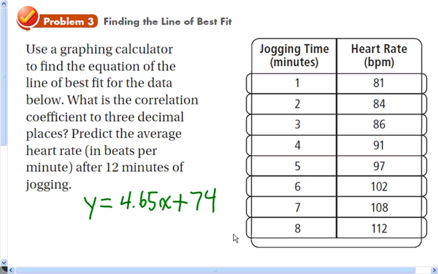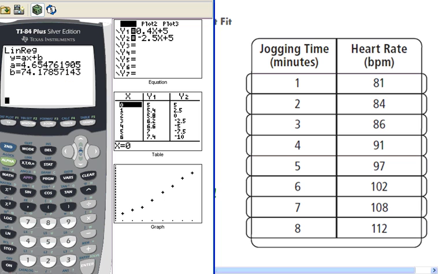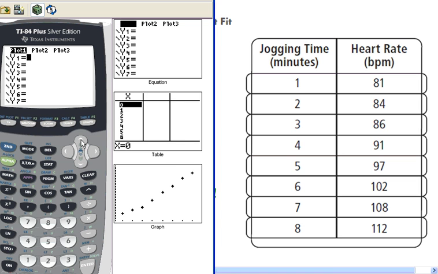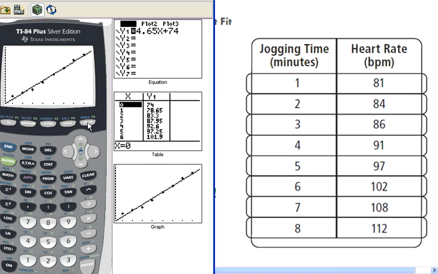So I'm going to put that equation into my calculator. Just your y equals. Clear those out. And put 4.65x plus, I think it was 74. And I'm just going to press graph to see how nicely that fits those dots. If it's a good equation, it should fit right inside those dots, and it pretty much does. So you can see that. Now we can use that equation.